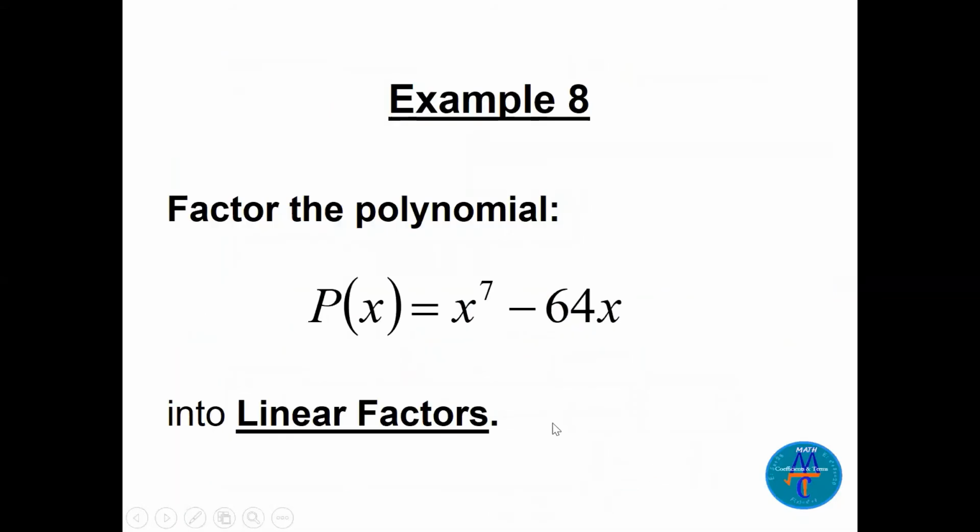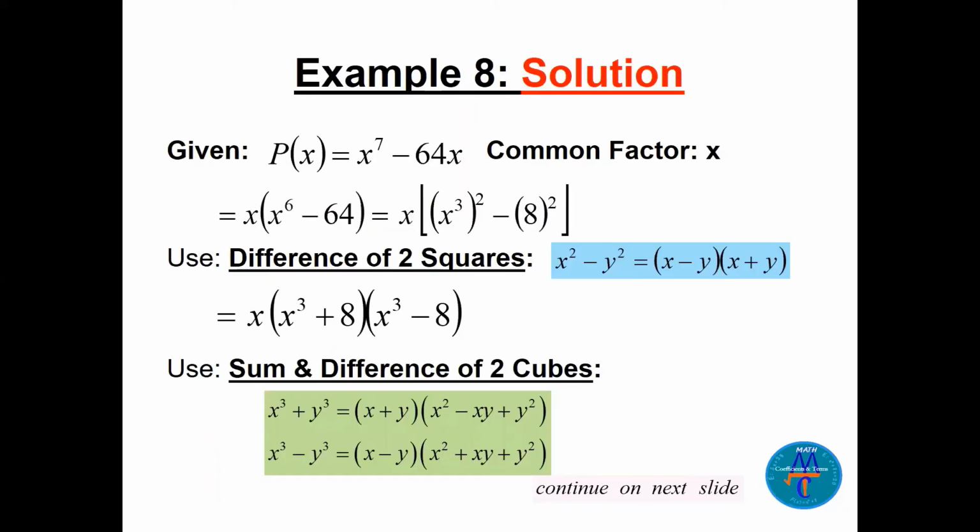Let's factor the polynomial here, x to the power 7 minus 64x, into linear factors. All the factors make it linear, like x minus something, x plus something. It's not that difficult. We can do it by normal factoring. If I take x here as a common factor, you know how to do that. Then we have x to the power 6 minus 64. So I can make it squared here, 8 squared, this one squared, and use the difference of two squares. So x outside becomes x cubed plus 8, x cubed minus 8.